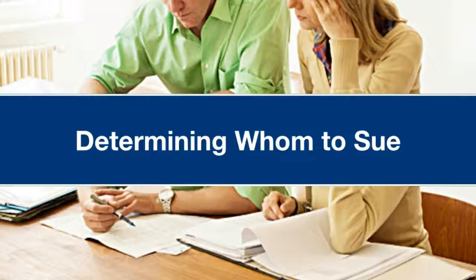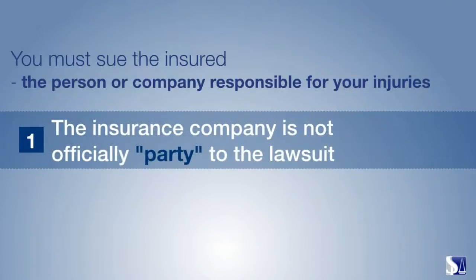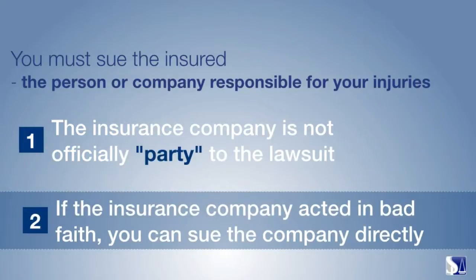1. Determining who to sue. Before filing a lawsuit, you must know who you are suing. You won't sue the claims adjuster or insurance company. Rather, you must sue the insured, the actual person or company responsible for your injuries. While the insurance company can defend a small claims lawsuit on behalf of their insured, the company is not officially a party to the lawsuit. If the defendant was uninsured at the time you were injured, no insurance company will be involved. Note the exception. If the insurance company or its claims adjuster acted in bad faith, then you can sue the company directly. If this is the case, you will need an attorney.